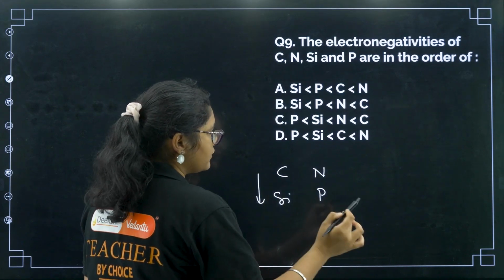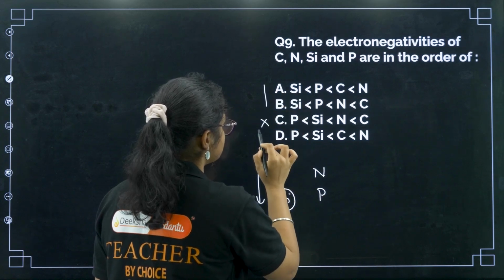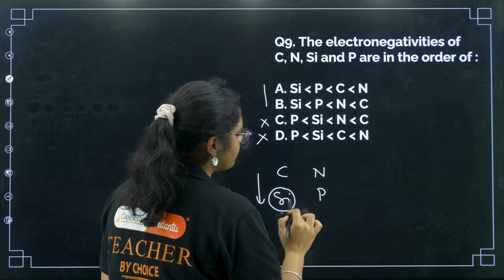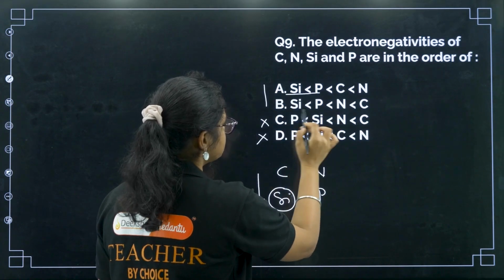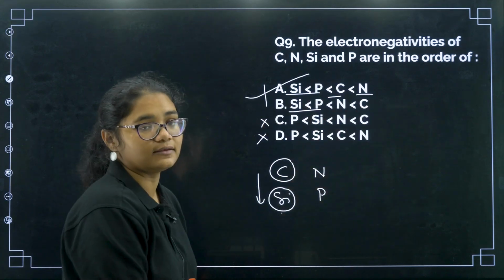Then the electronegativities of carbon, nitrogen, silicon and phosphorus, the same thing. Down the group electronegativity decreases, so silicon will have least here, so we can eliminate these two options. After silicon we will have phosphorus, right? After these two carbon will have least, then nitrogen, so option number A here.